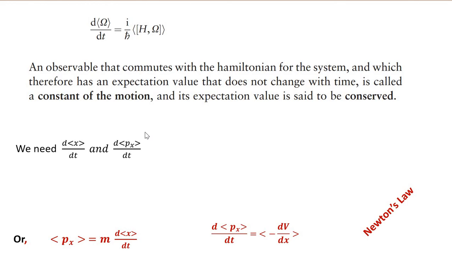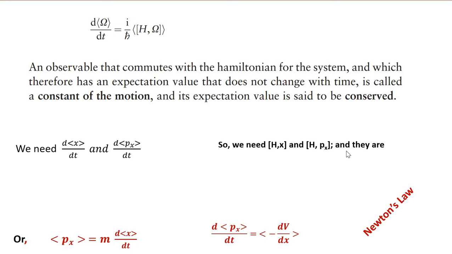So for that purpose, if you want to use this equation, then for the first time derivative omega is x. That means you need to evaluate the commutator of h and x. And for the second part, when omega is px, d/dt of px, you have to evaluate the commutator of h and px. So here I write that we need the hx commutator and the hpx commutator.